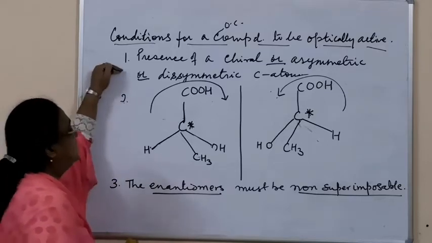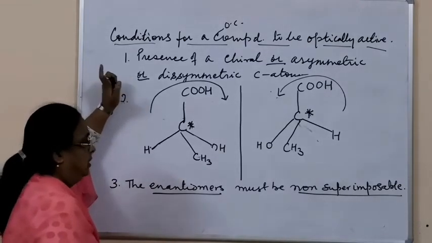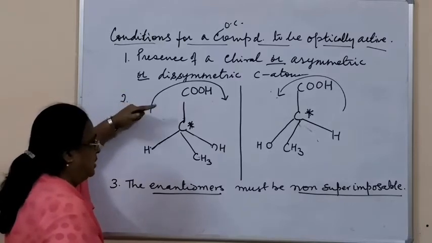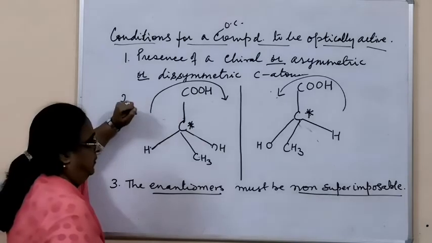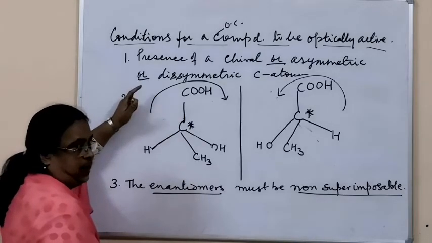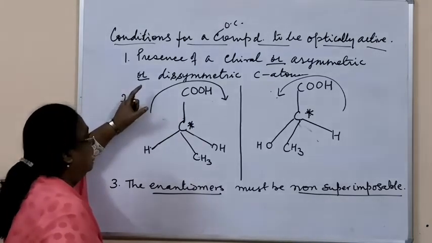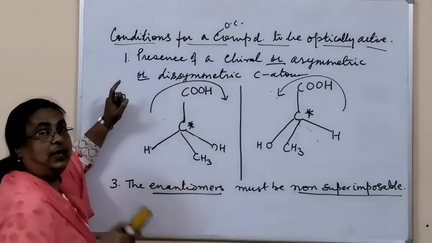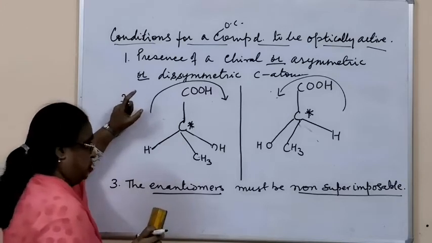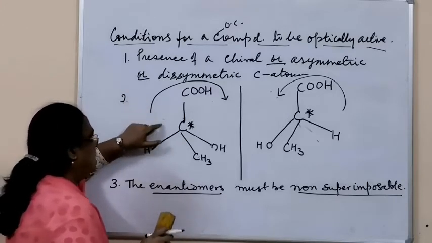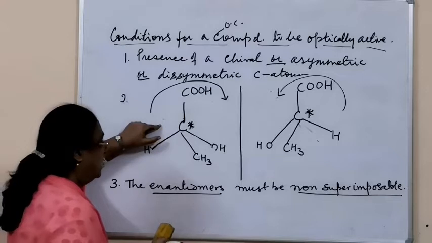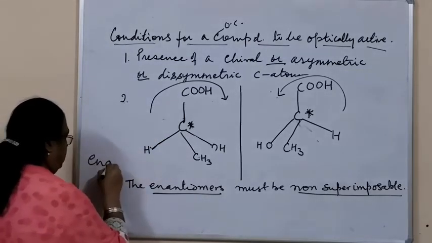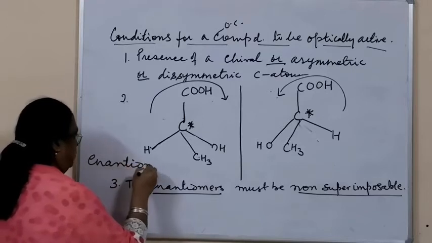So the first point is what? They should have an asymmetric carbon, a chiral carbon. The second point is that the two optical isomers, dextro and levo form, should be enantiomers. Enantiomers means they have the relationship of an object and its plane mirror image. So these two forms are called enantiomers. Therefore, optical isomerism is also called enantiomerism.